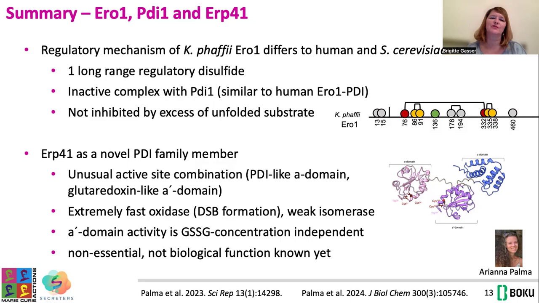Additionally, Ariana has characterized ERP41 as a novel, very unusual PDI family member with a very uncommon active site combination. She has shown that it's an extremely fast oxidase. Indeed, it's the fastest oxidase that has been reported so far for disulfide bond formation while being a weak isomerase. The activity of its a' domain is independent of glutathione concentration. However, we have not found any biological function yet.